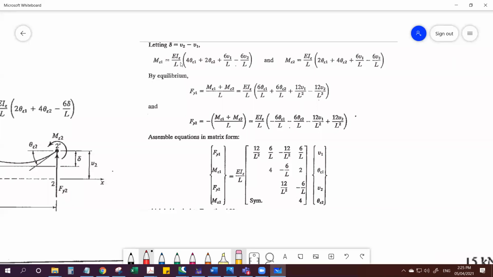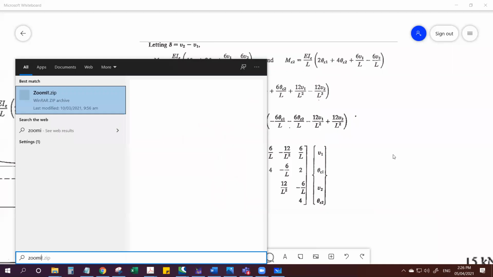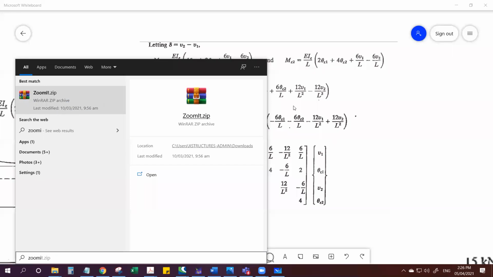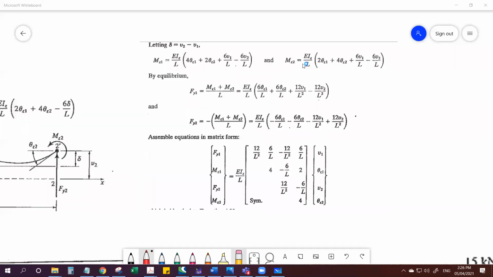So moment is equal to EI over L times 4 theta, the rotation on one end, plus 2 theta, the rotation on the other end, plus 6 V1 over L, where V1 means the vertical displacement, minus 6 V2, the vertical displacement on the other end, over L. If you write down the slope deflection equation for the other end, just interchange the thetas, and also V1 and V2.